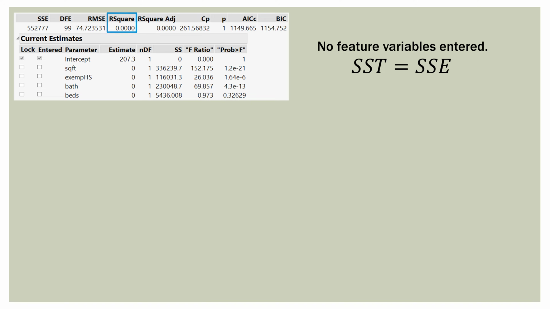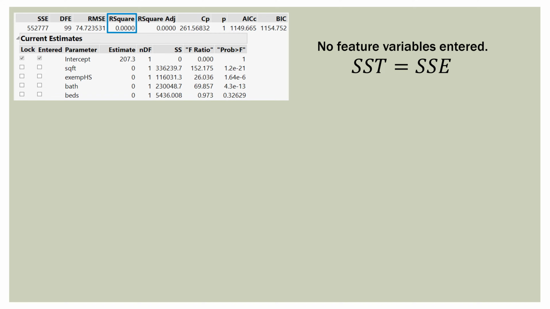Well, if we take our SSE, which is our SST, the same thing, of 552,777, divide that by 99, our degrees of freedom due to error, we'll get about 5,580, something like that. Take the square root of that number and you will get 74.724 approximately. That's where root mean square error comes from.